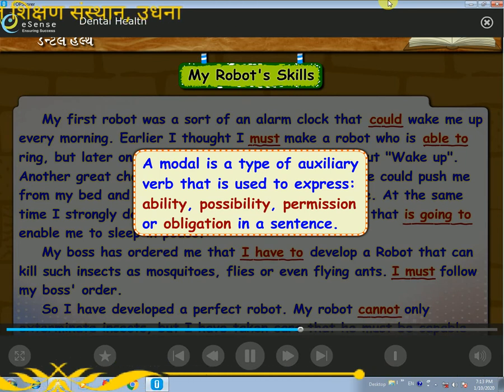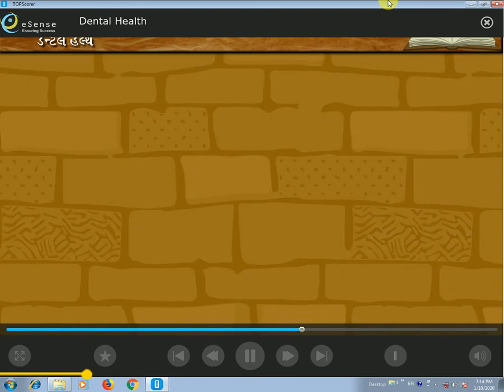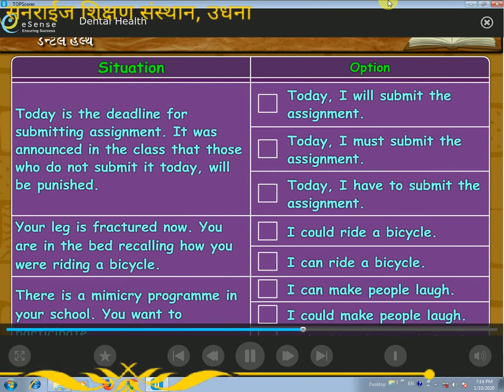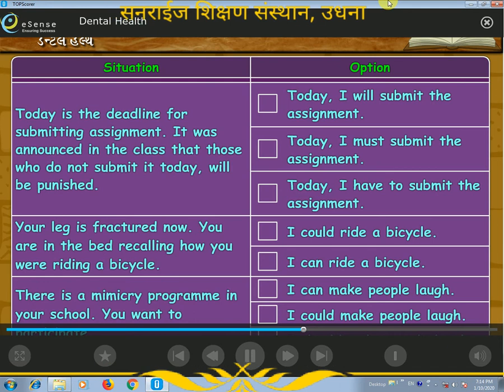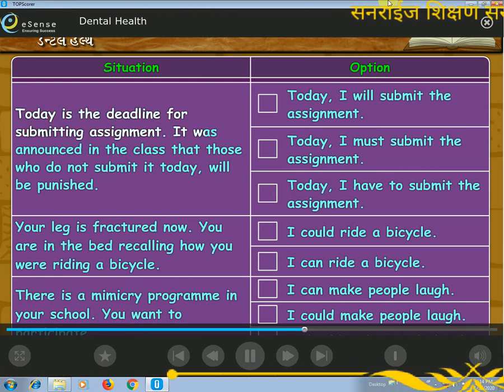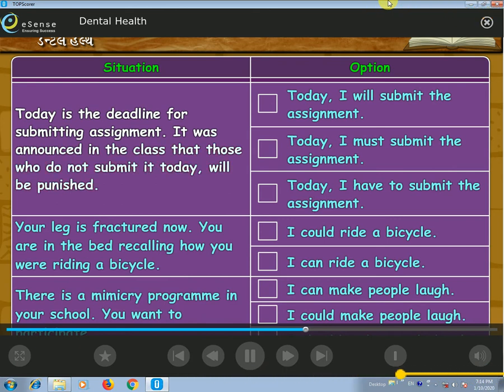Now let us read the given statements and select the correct options for them. Situation. Option. Today is the deadline for submitting the assignment. It was announced in the class that those who do not submit it today will be punished. Today, I will submit the assignment. Today, I must submit the assignment. Today, I have to submit the assignment. Today, I must submit the assignment.